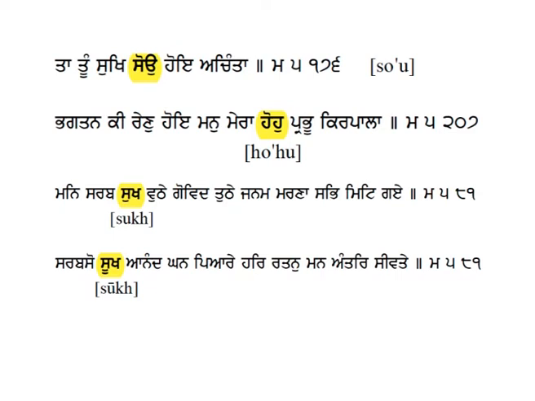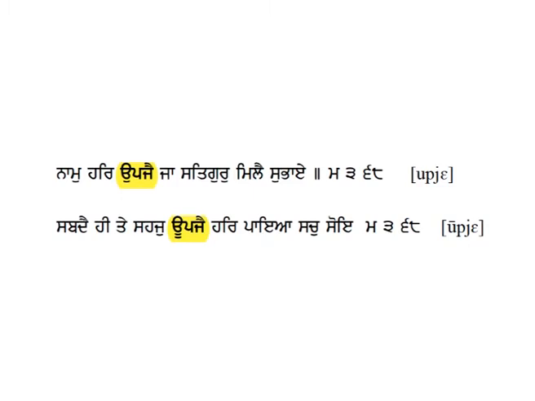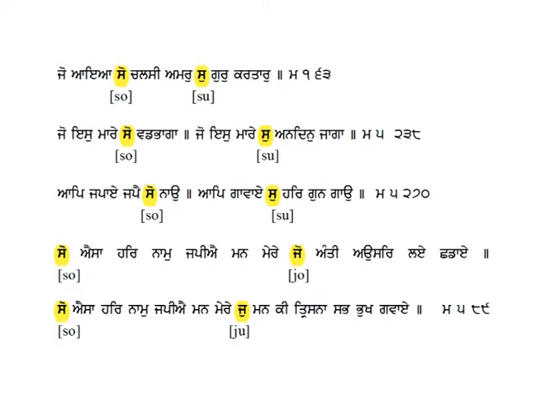And then you have long and short vowels, obviously: sukh, sukh, upje, upje. For example, naam har upje, and the other is upje. So wherever there is a short or long vowel, we should pronounce that. You have so, jo aya, so chalsi, amar so, gur karta. These two vowels, first is so, the other is so. And the same thing, jo is mare so vad paga, jo is mare so andin jaga. There are two, and it's a matter of emphasis, this is intonation, but it cannot be ignored.